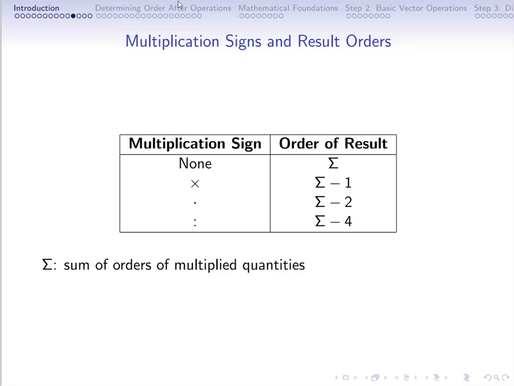Now here if you multiply two vectors, two tensors or anything, so here if the sign is there, the order means the summation, the sum of the order of the multiplied quantities. If nothing is there, you just do the summation. If the multiplication cross sign is there, then in that sum you have to do -1. If dot is there, after doing the sum you have to do -2, and if double dot is there, you have to subtract 4 from the sum. I'll show you how to do that.